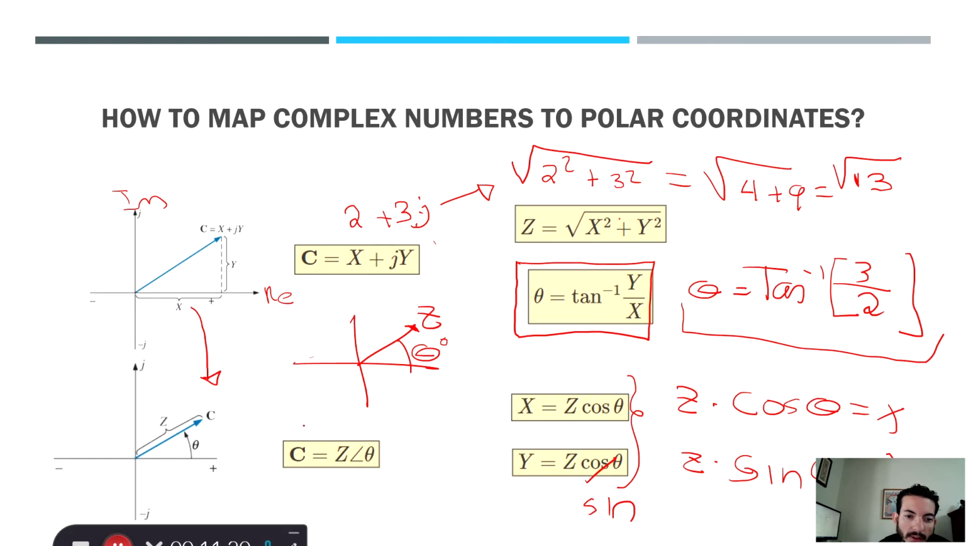So the way you characterize your complex number in the polar coordinate system is the magnitude z, and this little thing that looks like greater than but it's not, it's an angle, and your angle.